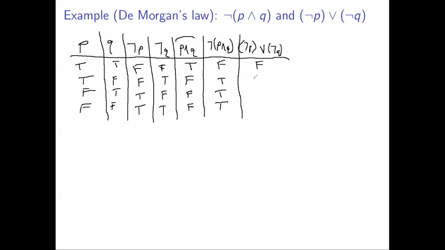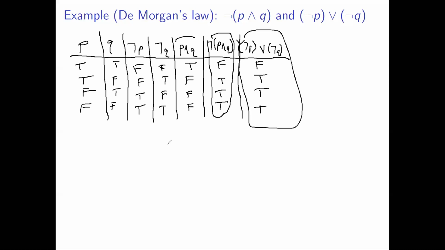Second row, not P is false, not Q is true, so the disjunction is true because at least one of the disjuncts is true. Third row, not P is true, not Q is false, so the disjunction is true. And in the last row, the disjunction is still true, and in that case, not P and not Q are both true. We notice these last two columns are identical, FTTT. So these are logically equivalent. So that's the other De Morgan law.